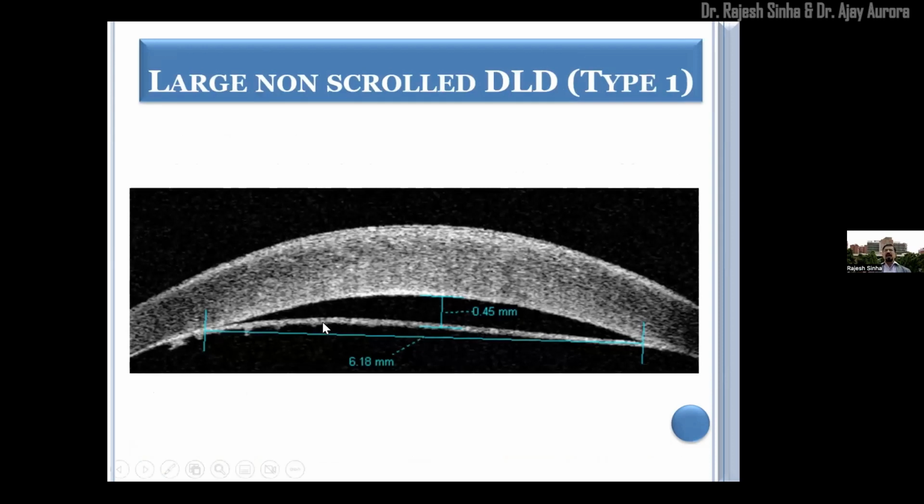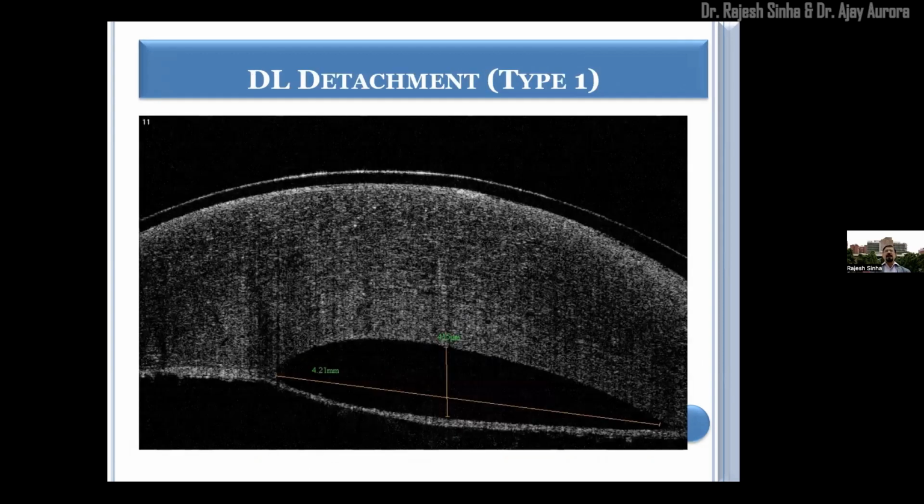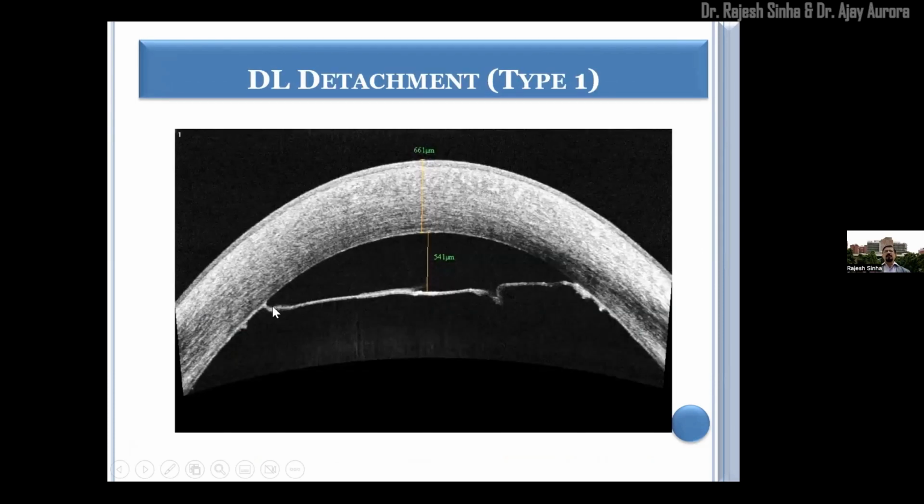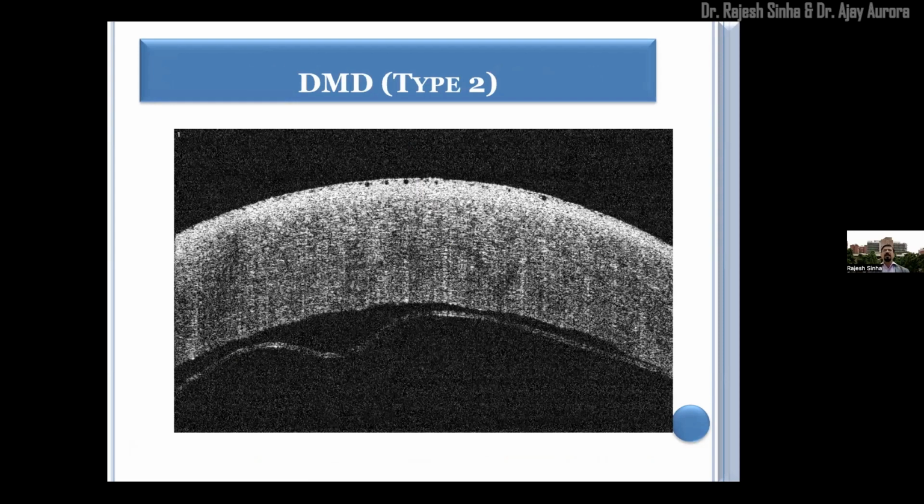This is an example of a large non-scrolled DMD, which is type 1, wherein Descemet membrane and Dua's layer are attached to each other. Another example of type 1 DMD, wherein Dua's layer and Descemet membrane both are attached. Another example of type 1 DMD. Another example of a type 1 wherein Dua's layer and Descemet membrane are attached, but they are detached from the stroma.